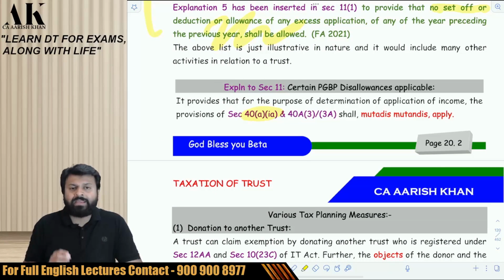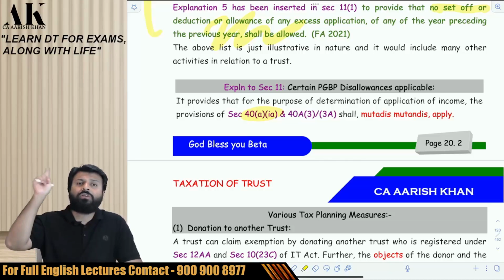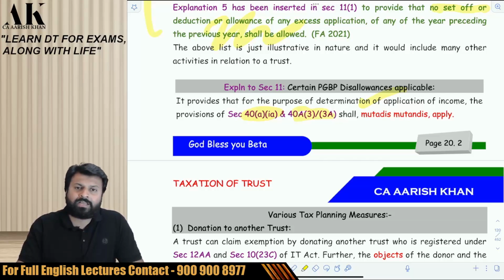One is 40A(1)(a), whereby when you make payment to a resident and do not deduct TDS, the expenditure gets disallowed. So now that disallowance is extended to trust also. And second is 40A(3) or 3A, where you make payment in excess of 10,000 rupees by cash or by bearer cheque, that is, by other than account payee cheque, account payee draft, ECS, or such other electronic mode.